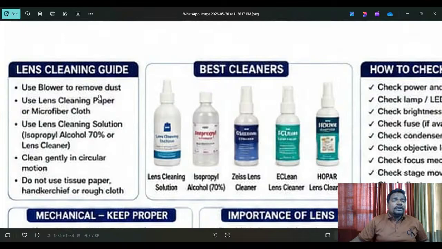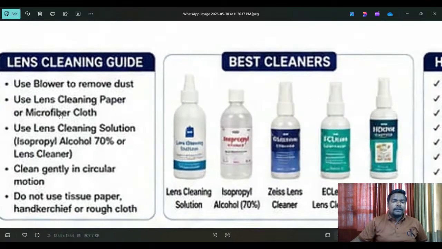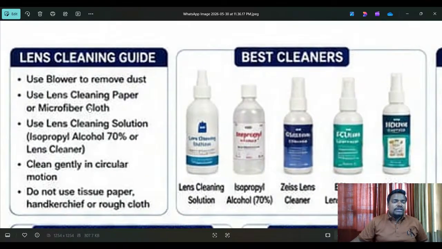Use a blower to remove dust. How to do it? See here. Use lens cleaning paper or a microfiber cloth, and during use, please use tissue paper. Okay, which type of tissue paper? That is also not every tissue paper. By using tissue paper, it can easily remove. Cloths are not available in that area. Cloth or paper can also be very dangerous because it will scratch. And if you use the tissue paper, that is very useful.